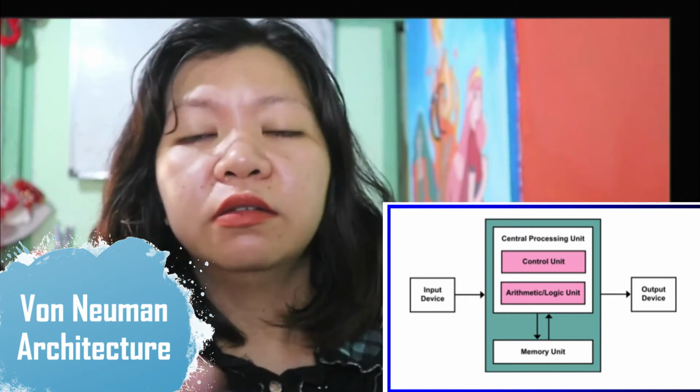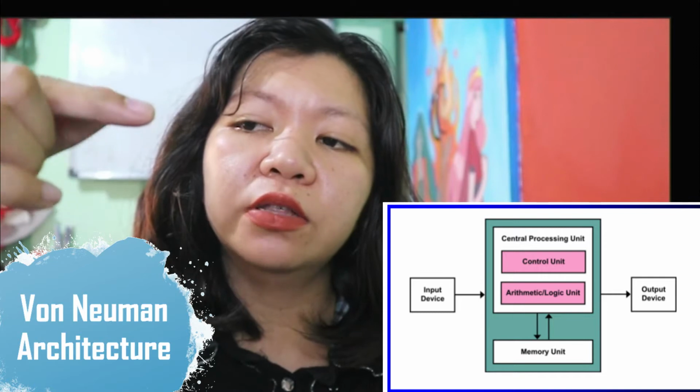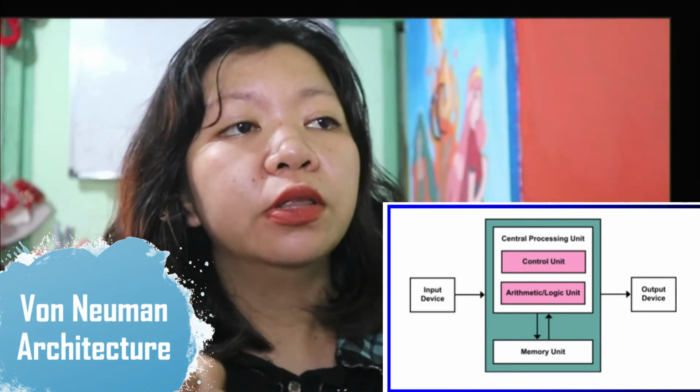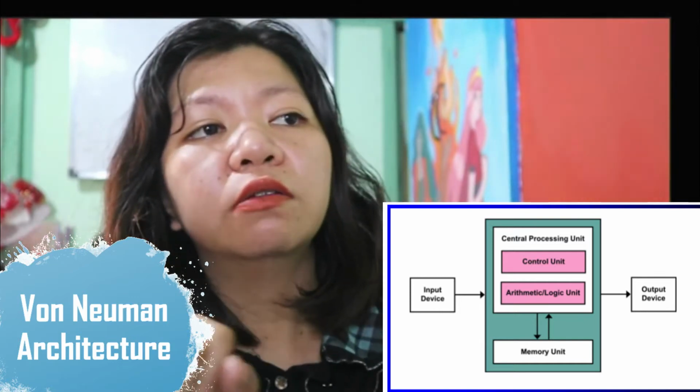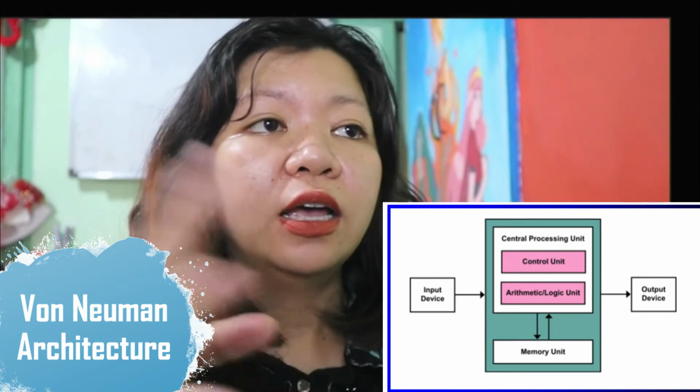brain and heart, yung pinagmumula ng kanyang processing, is the central processing unit. It has the ALU and the control unit. The ALU performs all the operations that's needed. Siya yung nag-ooperate. And then the CU controls the flow of the data and the instruction.